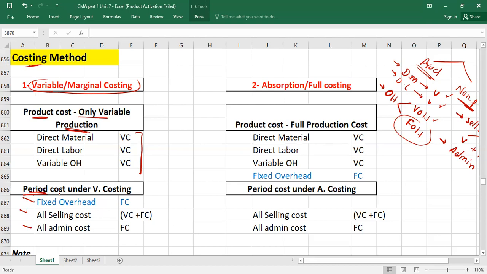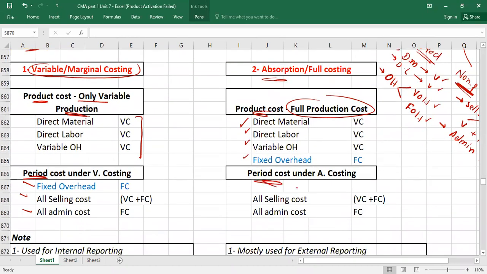On the other hand, if you look at here, absorption costing says that the product cost should include all production cost. What? All production. All production includes what? It includes direct material, direct labor, variable overhead, and fixed overhead. So these four will be the part of product cost. And what is remaining now? Only non-manufacturing is remaining. So all non-manufacturing cost will be treated as period cost. Period cost means it will be recorded as expense.